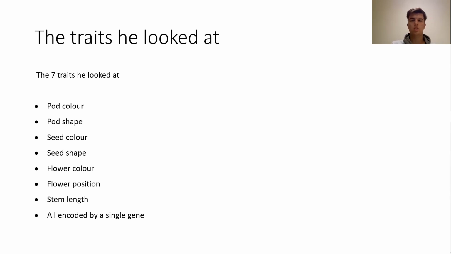From these peas, he looked at 7 particular traits and compared them. He looked at pod color, yellow or green; pod shape, crinkled or quite flat; seed color, yellow or green; seed shape, again wrinkled or smooth; flower color; flower position; and stem length. Again, these are all encoded by a single gene.